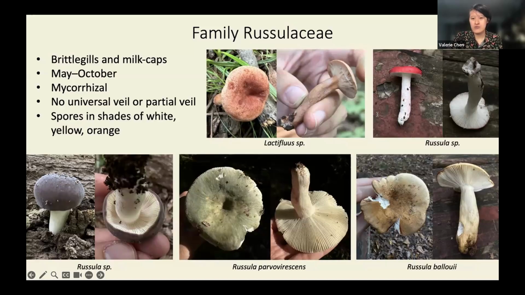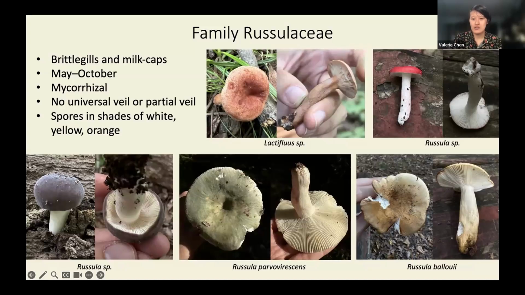Brittlegills and milkcaps occur from May through October, and I found that my observations were especially prolific in the late summer. Most of these mushrooms are mycorrhizal, and they have no universal or partial veils, so you won't see rings or warts like you do see in amanitas. Their spores range from shades of white, creamy yellow, and orange.